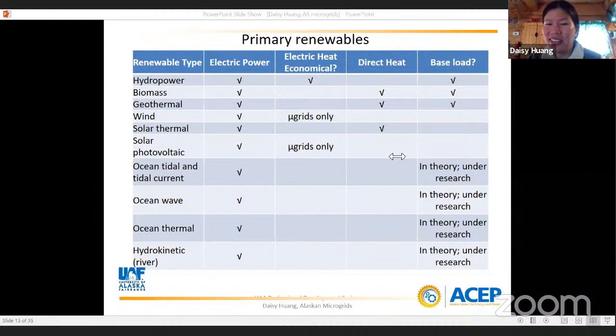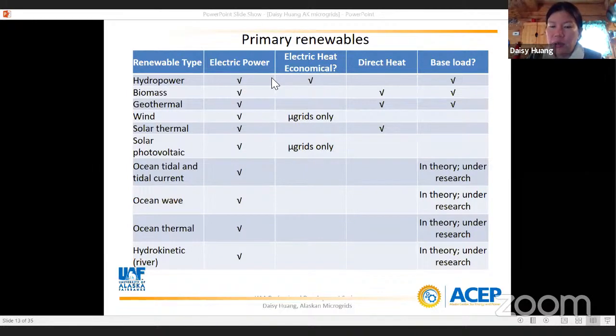It's a hot thing. So that is the one circumstance in which electric heat is actually economical, using wind and solar PV on a microgrid. That's when it's already installed and you've got the power anyway, then you might as well just burn it as heat. But other than that, if you install an extra turbine just for heat, the economics just don't work yet.